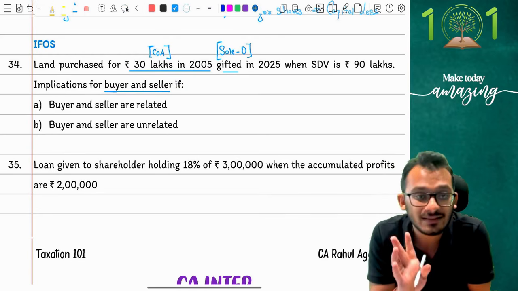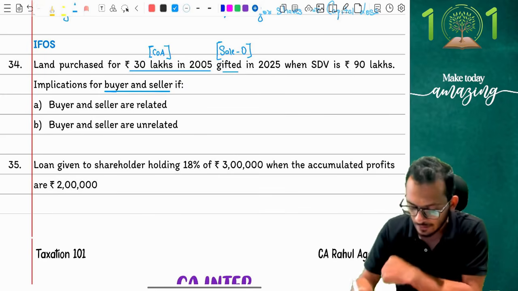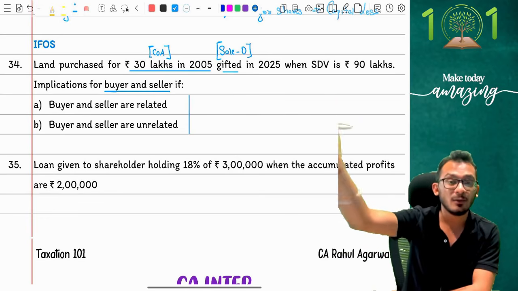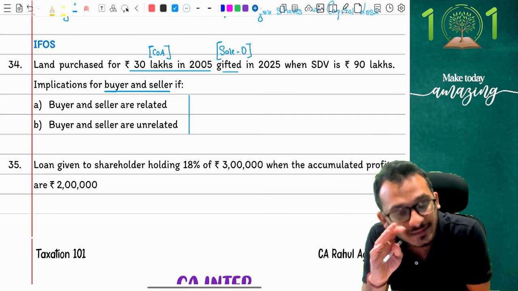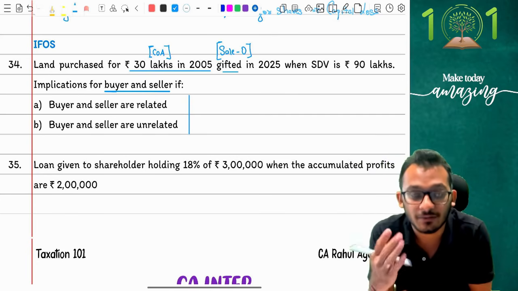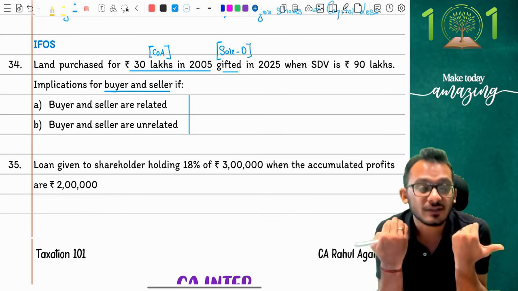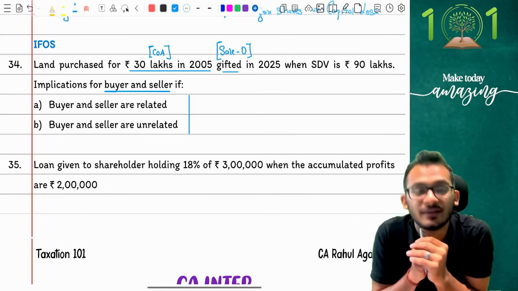First thing, people, let's look from each perspective. From a buyer's perspective, what has happened? From a buyer's perspective, the buyer has given the house as a gift. And that's where the problem starts. Capital gains come and say that when the person who's holding the asset gives a gift to someone else, this transaction is not regarded as transfer.